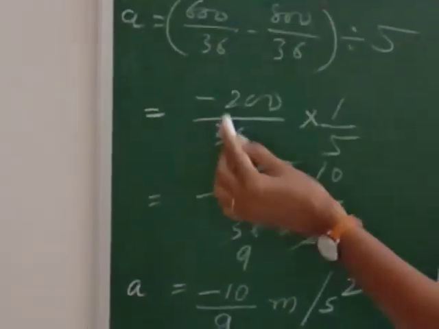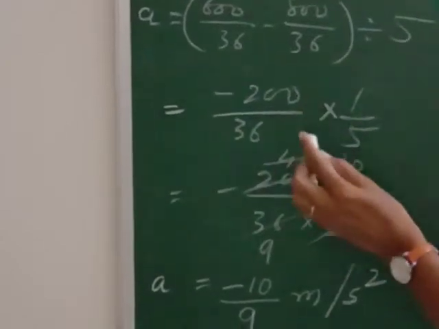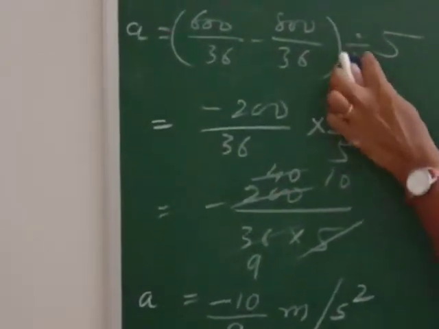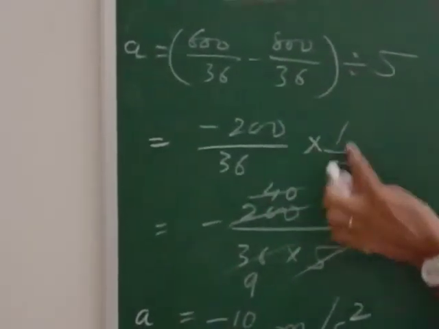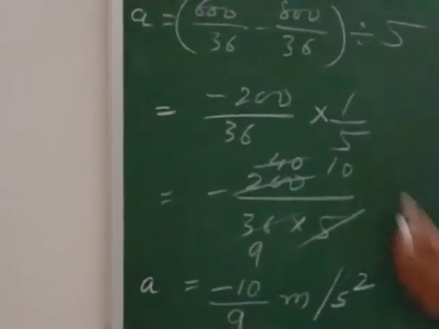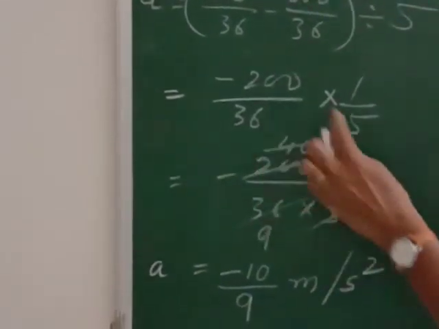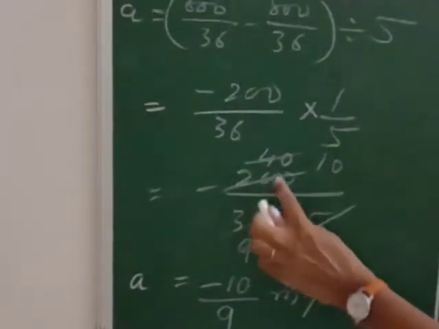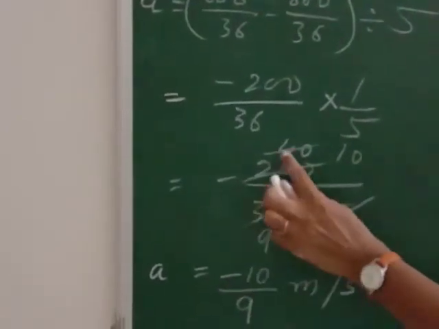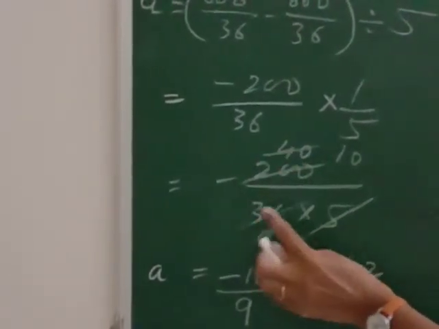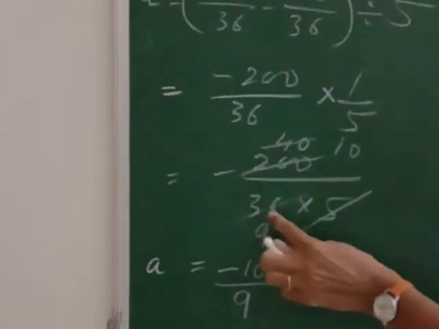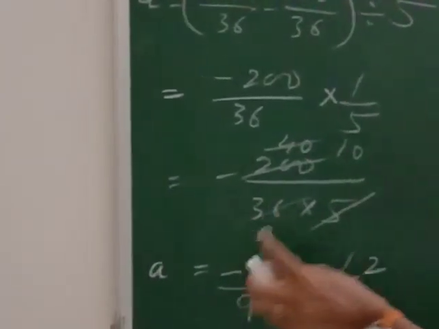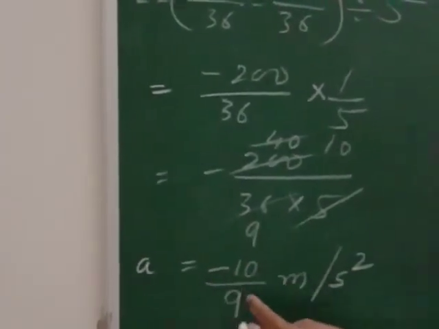600 minus 800 will be minus 200. Now this division is converted into multiplication, so 5 will come in the denominator. We will take the reciprocal of it. 5 will cancel 200, it will be 40. I will get minus 40 upon 36. Now it is possible to divide by 4. So the final answer will be minus 10 by 9.